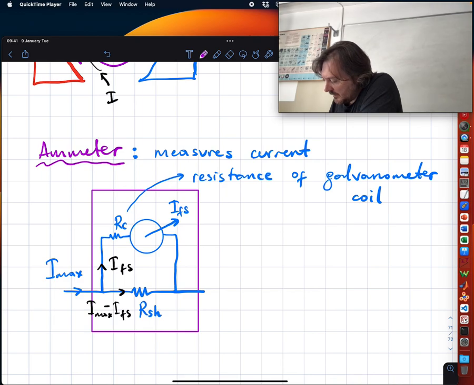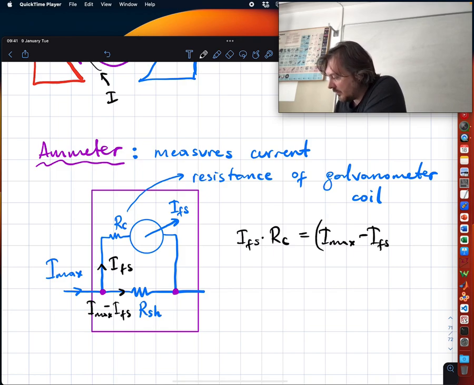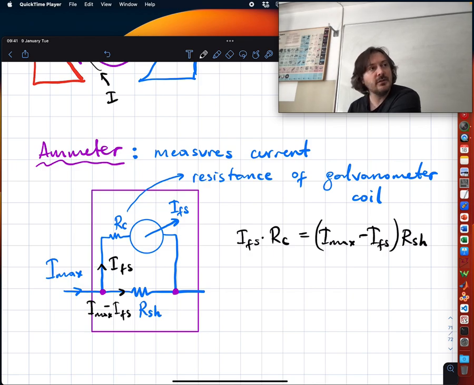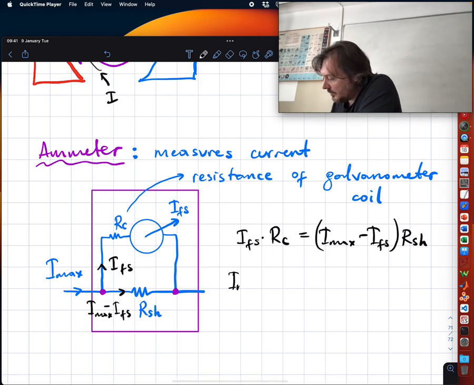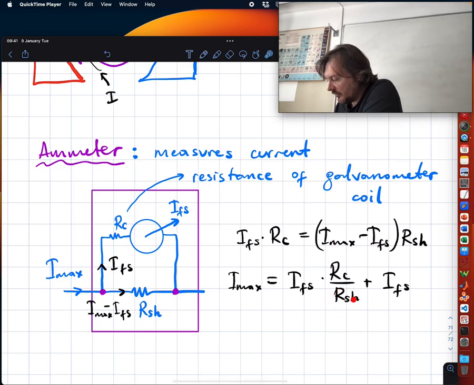So do you agree that the potential between these 2 points is either IFS times RC, or the same potential difference can be written as I max minus IFS times RSH. Did you follow this? Yes? So I max is practically IFS times RC over RSH plus IFS. Okay? So you can change RSH, and by changing RSH you can achieve any maximum current you want.